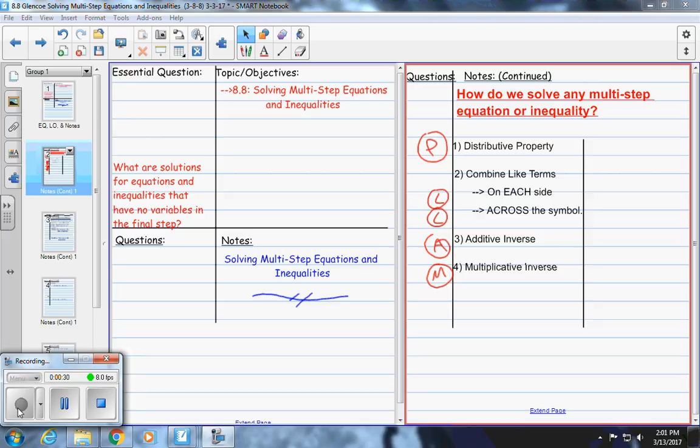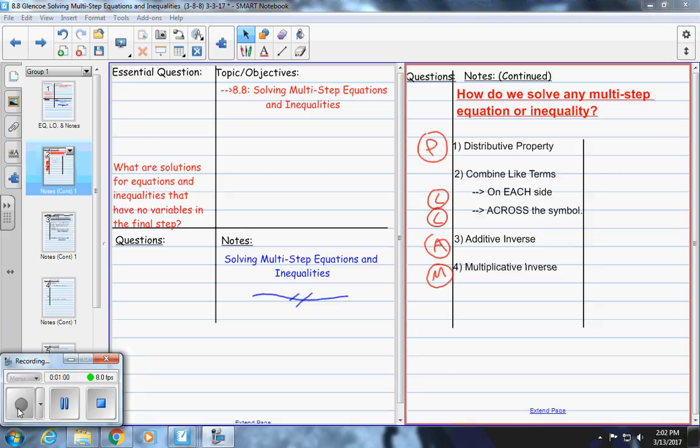Okay, welcome back. So again, we're working on solving multi-step equations and inequalities. And really the focus in this lesson is going to be on two strange answers that may happen since we have variables on both sides of the equations and inequalities. It won't always occur, but it sometimes could happen, so we've got to be aware. Our essential question is, what are solutions for equations and inequalities that have no variables in the final step? And we're going to see what happens here.